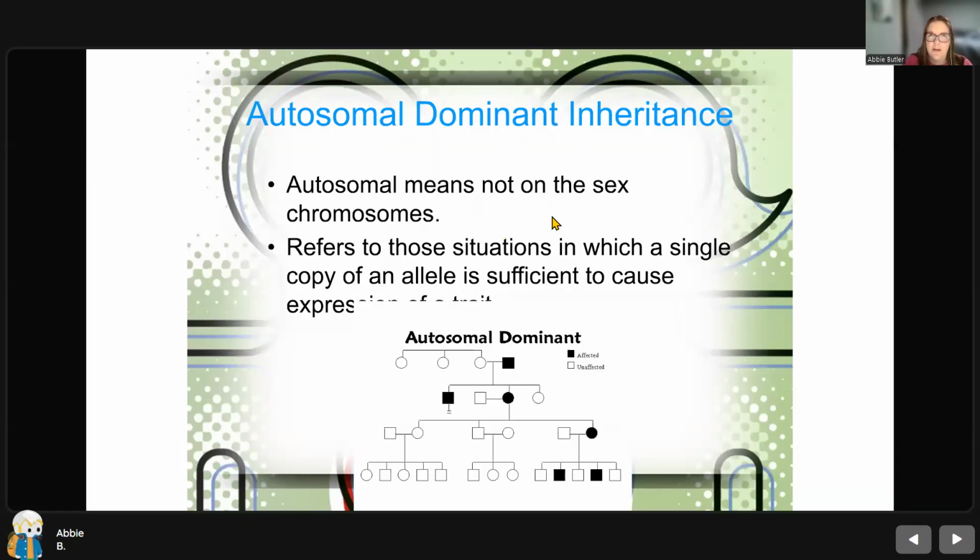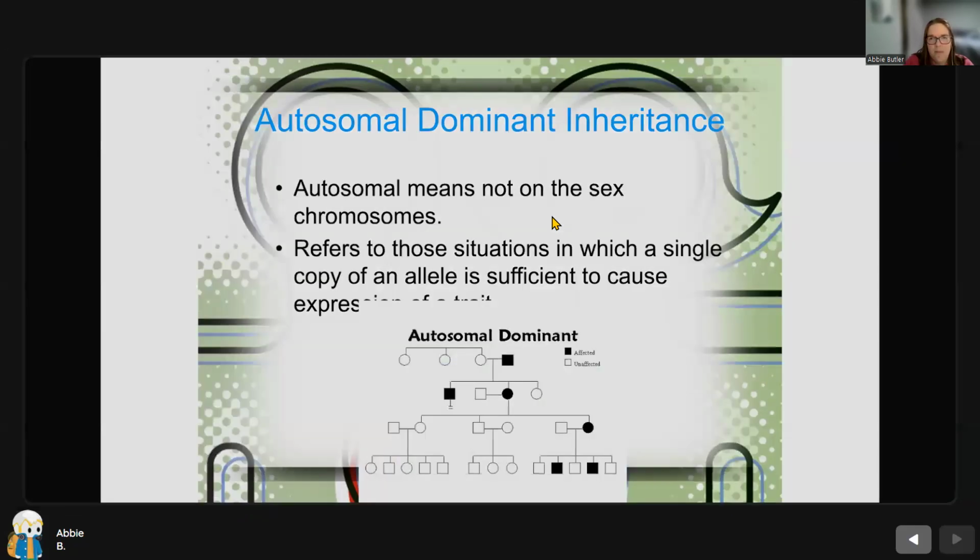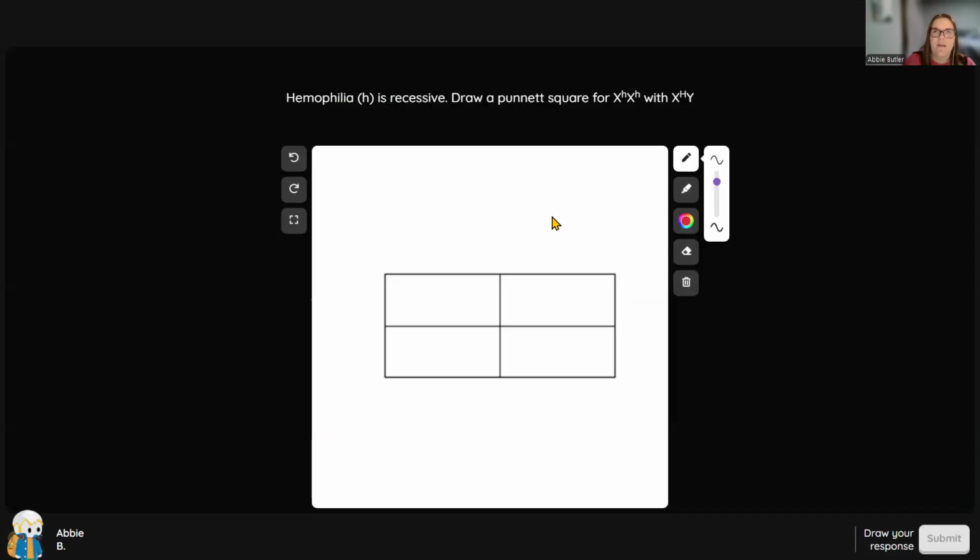When you see that it says autosomal dominant, autosomal means that it's not sex-linked chromosomes. So it's going to be one of the first 44, or 22 pairs of chromosomes, and you don't have to use XX or XY. Only when it says it's sex-linked do you have to use XX and XY.